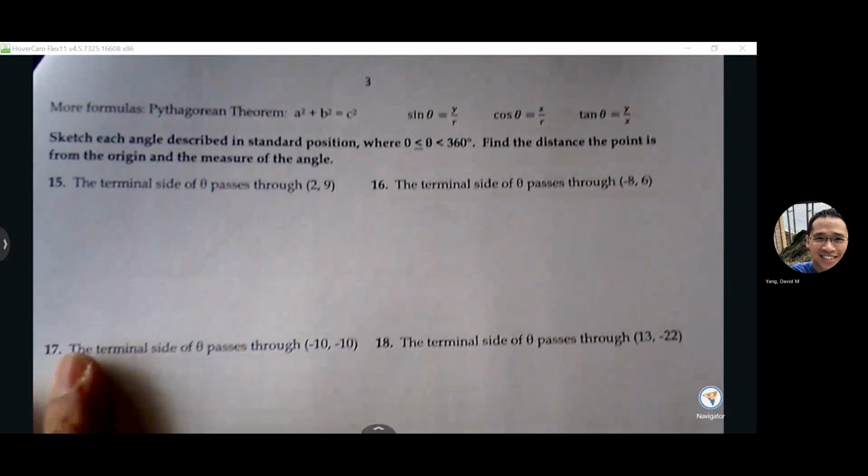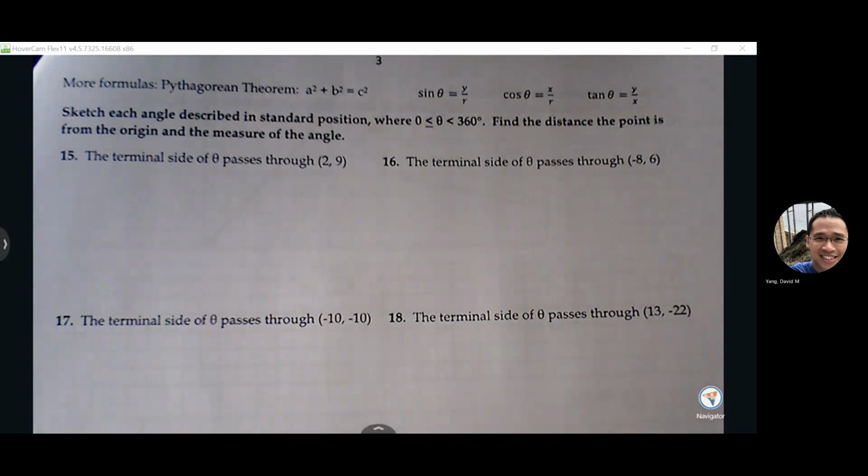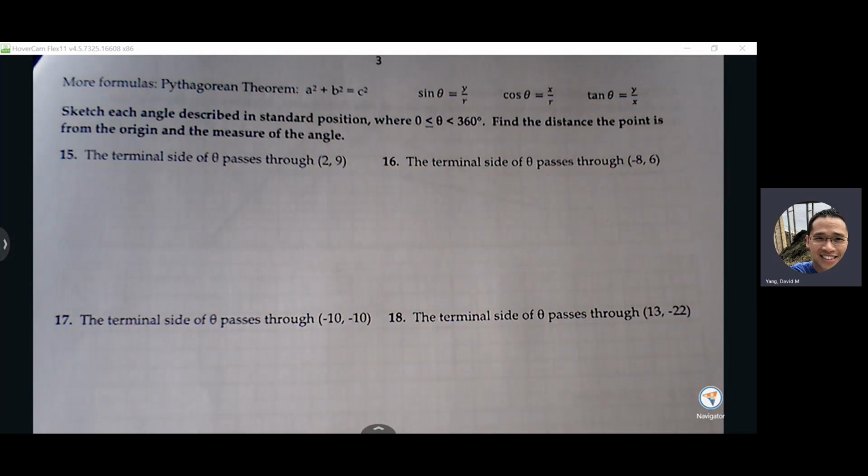Okay, page 3. Sketch each angle described in the standard position for theta between 0 and 360. Find the distance the point is from the origin and the measure of the angle. So distance, think of distance as basically the hypotenuse of a right triangle. And the measure of an angle, like the previous page, we'll use either sine, cosine, or tangent, and inverse sine, cosine, or tangent to find the measure of that angle.